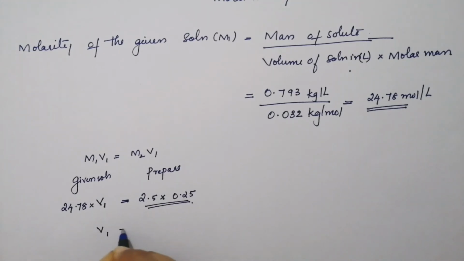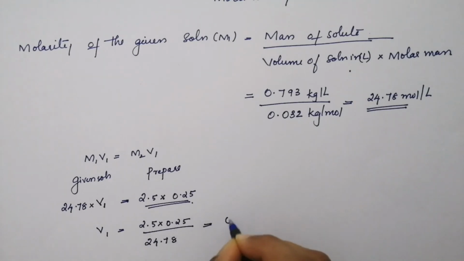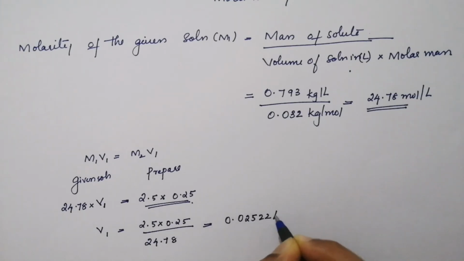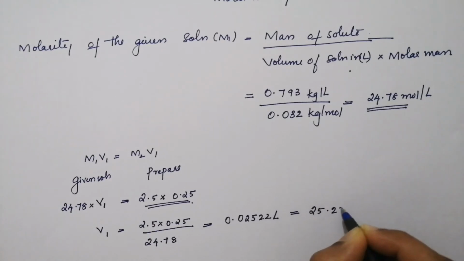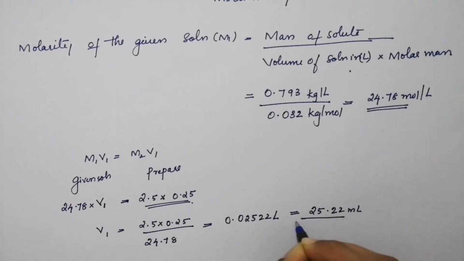So V1 is, just cross multiply 2.5 into 0.25 divided by 24.78. And this gives us 0.02522 liter. If you convert it into milliliter, that is, when we multiply it with 1000, we get 25.22 milliliter. So this is the answer for this question.